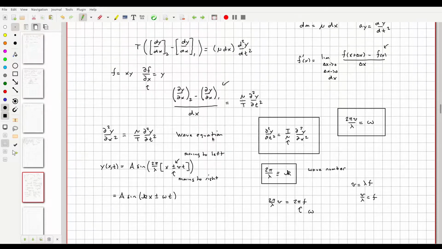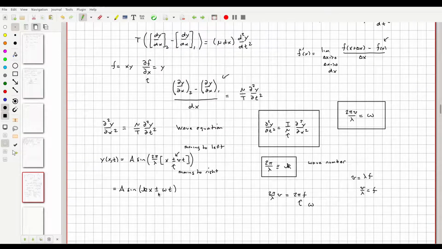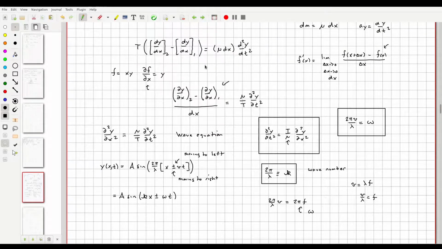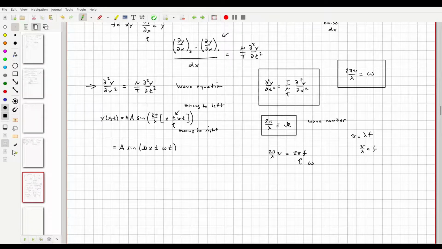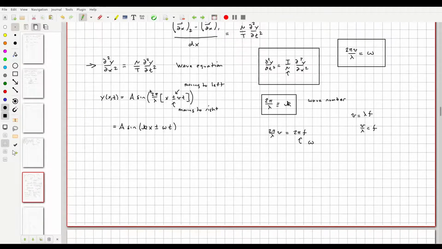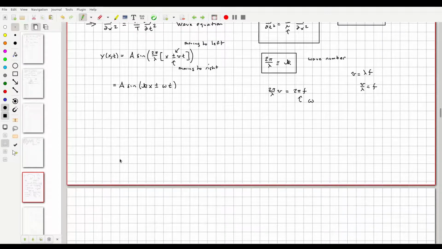Well, what I want to do is plug this general solution in here, carry out these derivatives in my equation, and then we're going to see how mu over t relates to things like k and omega. Okay, so let's see here.